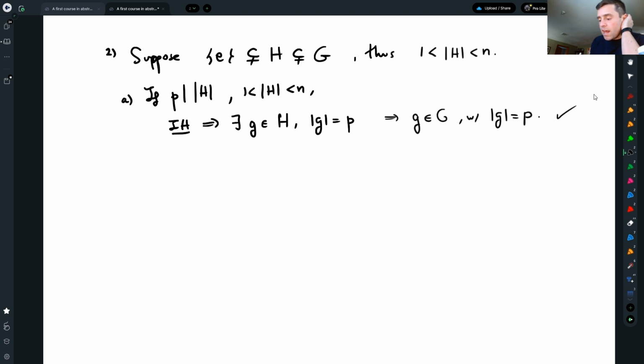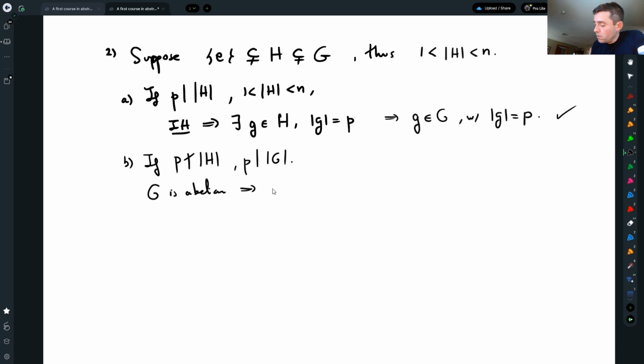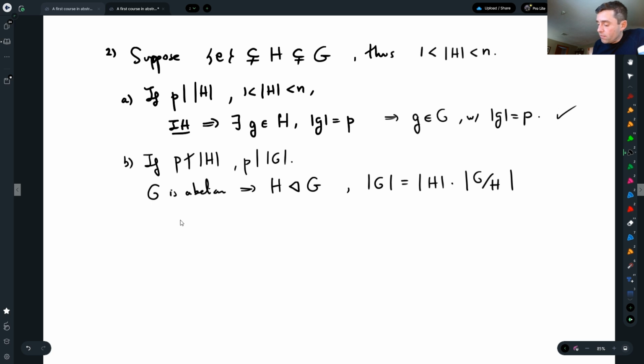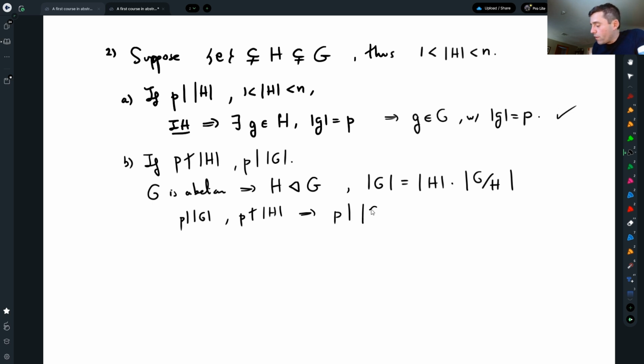Okay. So what happens now, though, if H is a non-trivial subgroup that is not of order divisible by P? So now the other case is if P is not a divisor of the order of H, but P does divide the order of G, then how do we prove that there is such a thing? Now, since G is abelian, every subgroup is normal. So H is a normal subgroup of G, and we have then Lagrange's theorem. The order of G is the order of H times the order of the quotient group. So because H is normal, G mod H is a group, and P divides the order of G, P does not divide the order of H. That implies that P divides the order of the quotient group.